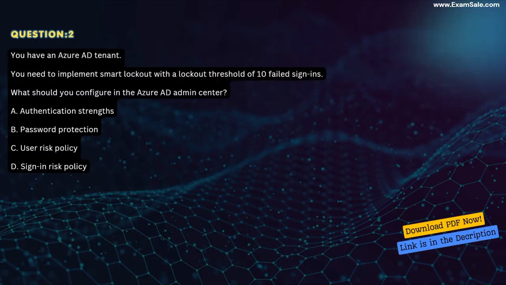Question 2. You have an Azure AD tenant. You need to implement Smart Lockout with a lockout threshold of 10 failed sign-ins. What should you configure in the Azure AD Admin Center? A. Authentication strengths. B. Password protection. C. User risk policy. D. Sign-in risk policy. Correct answer, B.